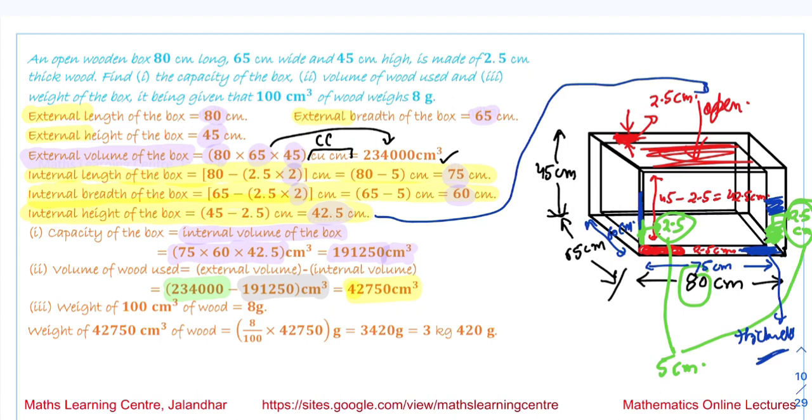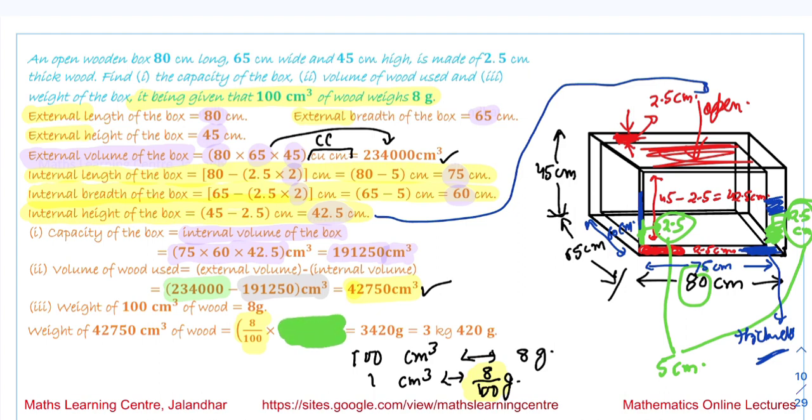Now we are talking about the weight of the wood. It is given that 100 centimeter cube of the wood weighs 8 gram. So 1 centimeter cube of the wood will weigh 8 by 100 grams. Now it is 42,750 centimeter cube of wood, so this will weigh 8 by 100 into 42,750 grams.